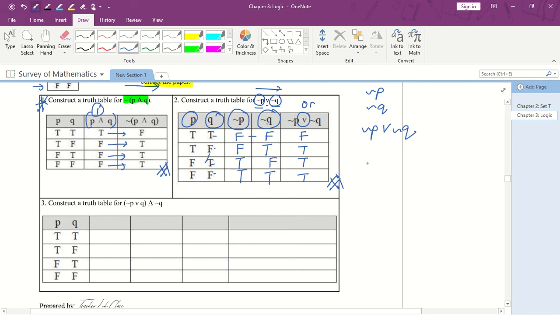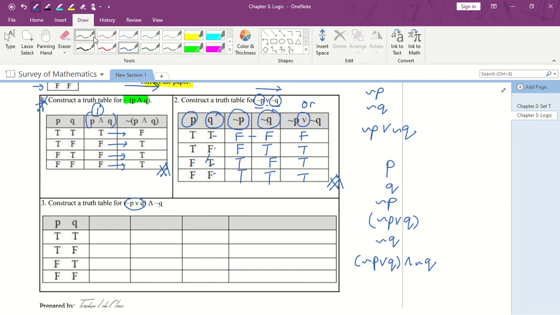So we basically get the idea that first we need to know what P is. Next we need to know what Q is. Then, from left to right, I first need to know the negation P. Then negation P or Q. You can put the parentheses or not, it's the same thing. Then I need to know the negation Q. Then I need to find negation P or Q, and negation Q. So that's the idea basically, from left to right. But we'll do the parentheses first.